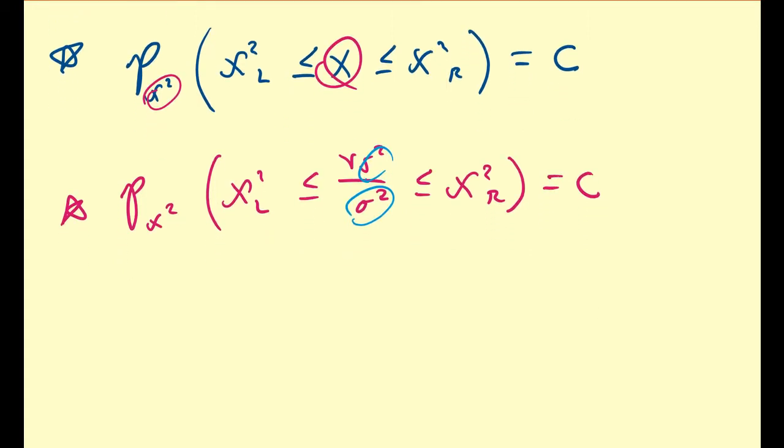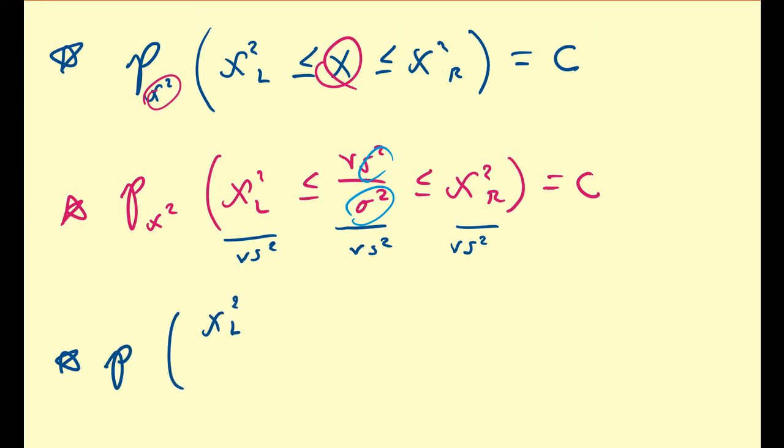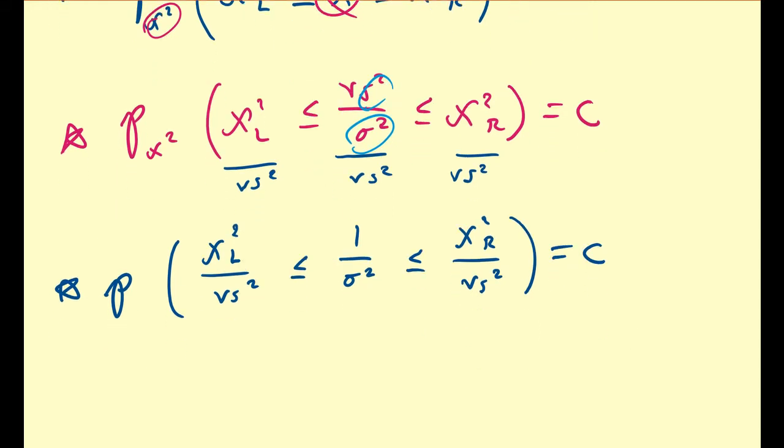Alright, so from here, what do we get? We can divide both sides by nu s squared. Nu is always a positive number since you can't have negative sized samples, and variance is nonnegative because it's defined to be a square. So this probability is going to be equal to chi-square L divided by nu s squared is less than or equal to 1 divided by sigma squared is less than or equal to chi-square R divided by nu s squared, and this probability is going to be equal to our level of confidence.